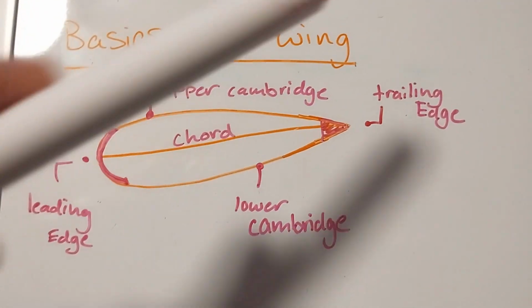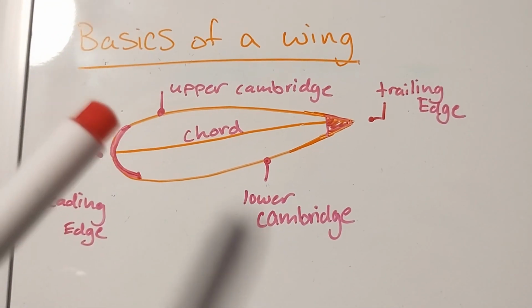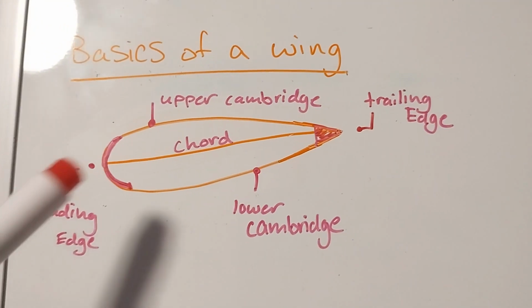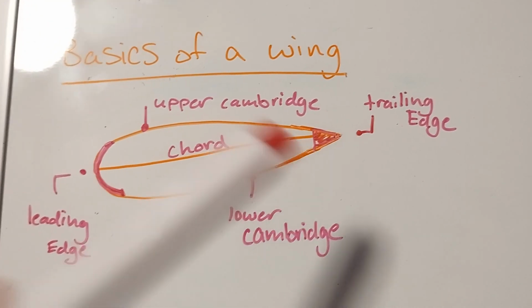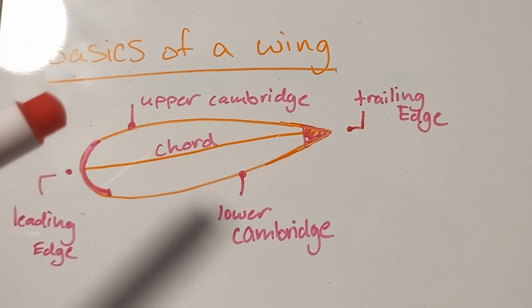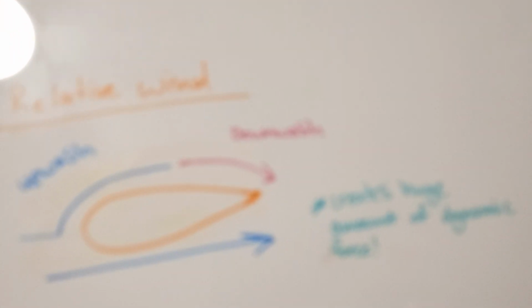To make things simpler, the top is the upper camber, the bottom is the lower camber, and then from each edge, we have the trailing edge and the leading edge. From the trailing edge to the leading edge, there's an imaginary line called the chord, which is just from point to point. The next thing about it is relative wind.